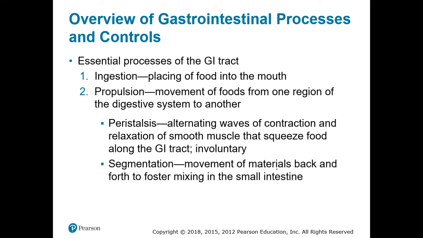The first one is peristalsis. This is where we have alternating waves of contraction and relaxation. So our smooth muscle contracts and relaxes in order to squeeze and move food along our GI tract. This is involuntary. We do not have control over it, which is why the autonomic nervous system is responsible for it.